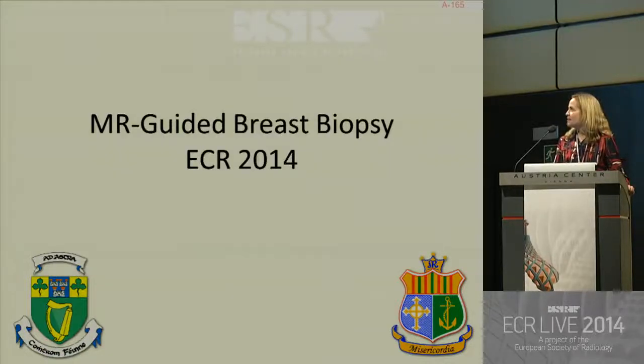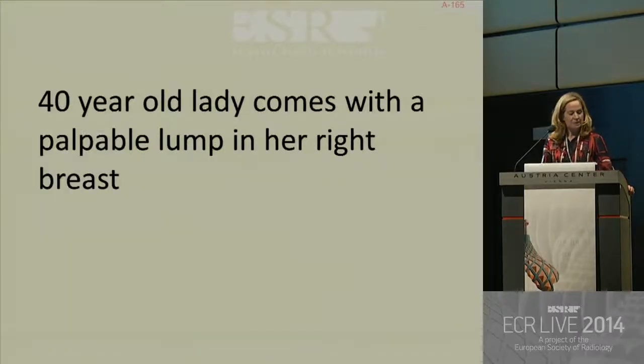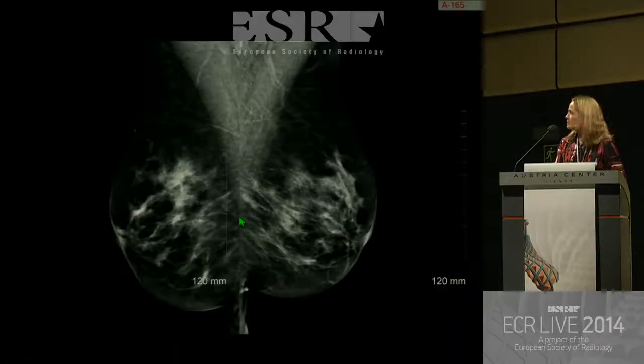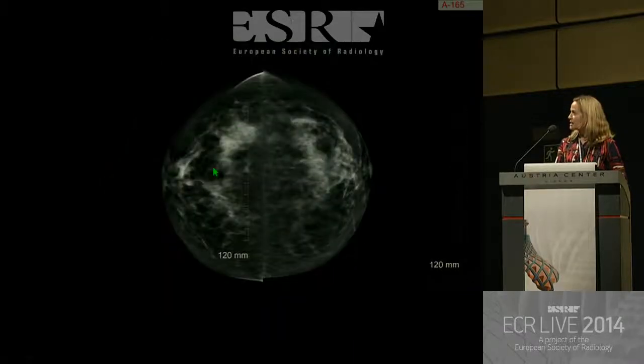So I'm going to speak to you today about MR-guided breast biopsy. And I'm going to start with the first case of a 40-year-old lady who comes with a palpable lump in her right breast. This is her mammogram, which shows an asymmetric density in the upper outer aspect of the right breast, which corresponded to her palpable abnormality, and the rest of her mammogram was unremarkable.